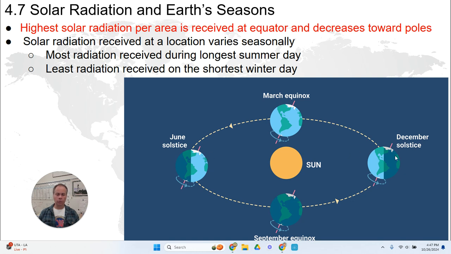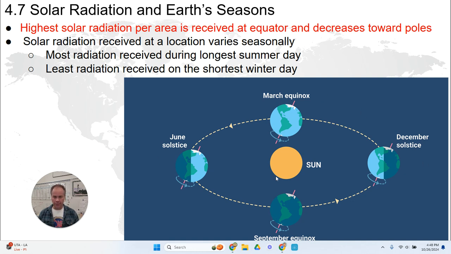In the winter, at the December solstice, the northern hemisphere is tilted away from the sun. We can see that axis here, and therefore the sun's rays are spread out over a longer area at a much lower angle, and the intensity of solar radiation is less. Those situations are reversed if we're thinking about the southern hemisphere. In December, the southern hemisphere is tilted towards the sun. And in June, the southern hemisphere is tilted away from the sun.